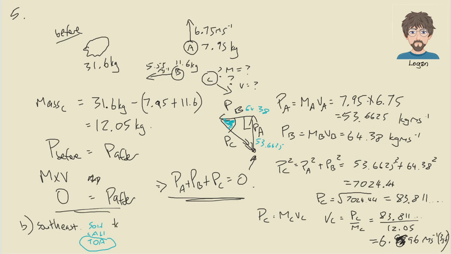So tan theta equals opposite, 53.6625, divided by the adjacent, 64.38. Therefore, theta equals inverse tan of that. And it would appear to be 39.8 degrees to 3 significant figures.